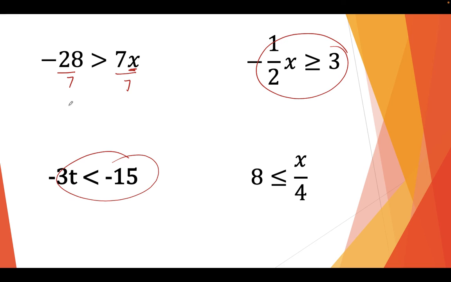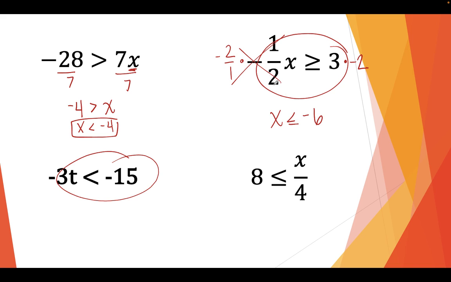If I divide here by 7, I end up with a -4 is greater than x. I do not need to flip the inequality sign unless I'm going to reverse or rewrite the entire answer so that the x is on the left. In this example, I should multiply both sides by -2 over 1, which causes my inequality sign to have to flip because I multiplied by a -2 on both sides. My answer here would be x is less than or equal to -6.